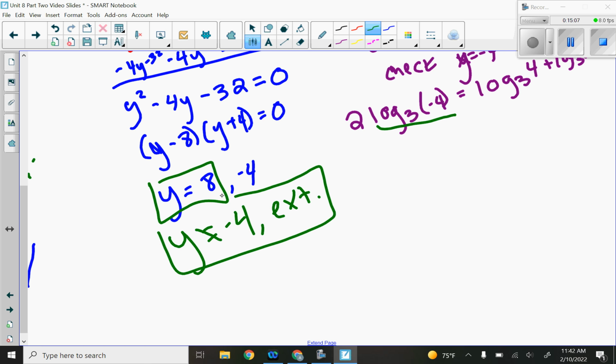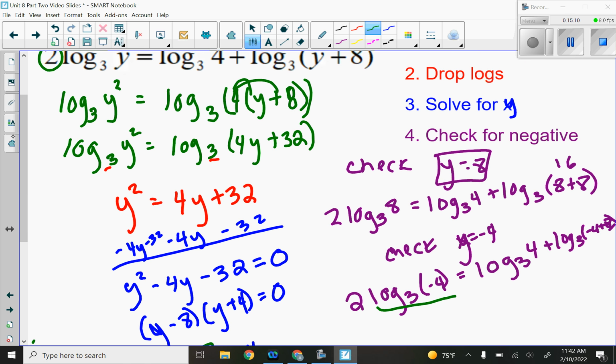So that is how to solve logs with a log on one side or a log on both sides.